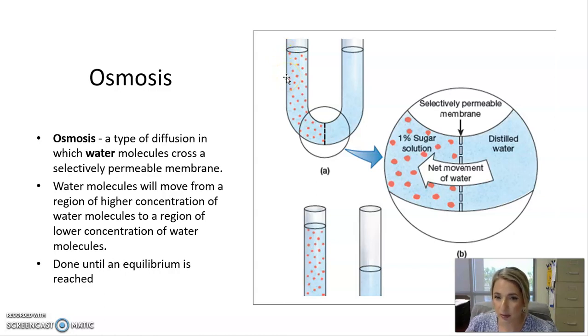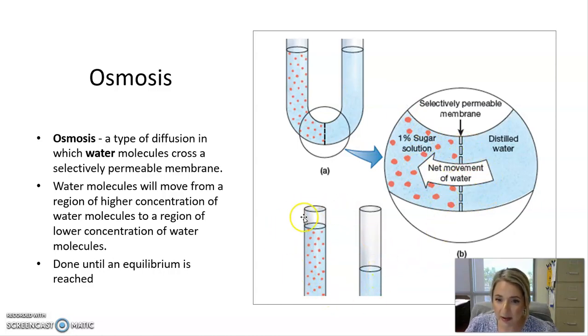So based on the rule of osmosis, water is going to move from an area of higher concentration over here to areas of lower concentration in this direction, again, until an equilibrium is established. So we have that net movement of water here.